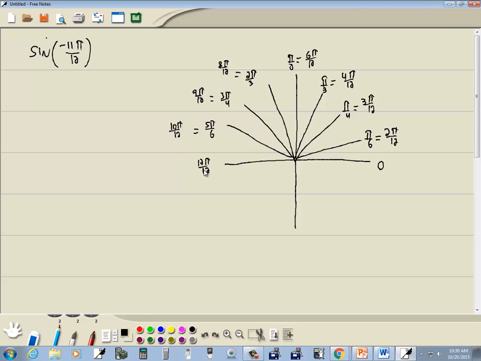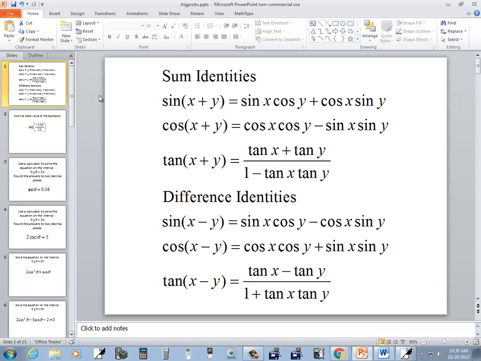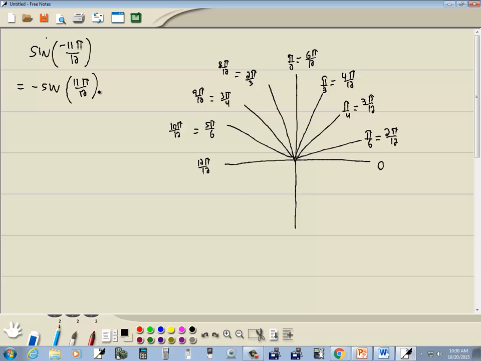Maybe it's not enough. Well, I'm going to do a little trick here. Remember, if you have a sine of a negative value, you can take the negative and put it out in front. That's for even and odd identities. And now it'll be enough, because what we're doing is looking for two angles that are either added or subtracted using the sum or difference identities that would give us 11 pi over 12.